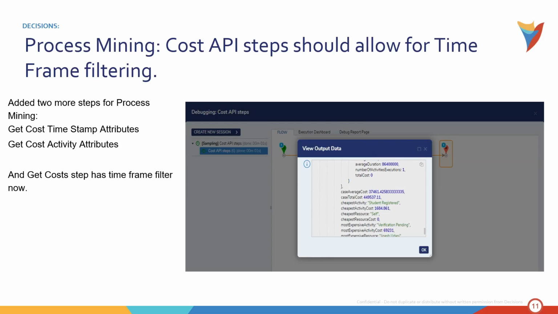And as a bonus, you will know that get cost step that we just introduced in the last slide has already been upgraded. It now has a time frame filter. Plenty of great stuff if you're using process mining. So have fun with those. And for base decisions, we have quite a few steps here as well.